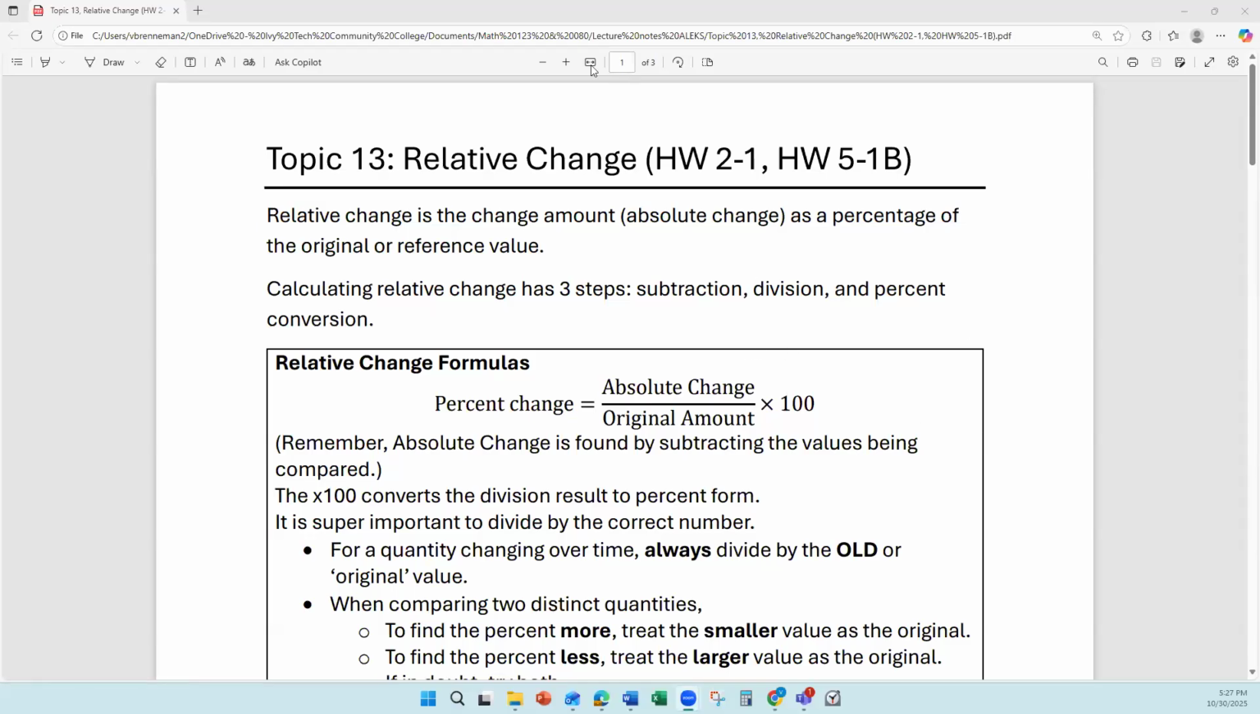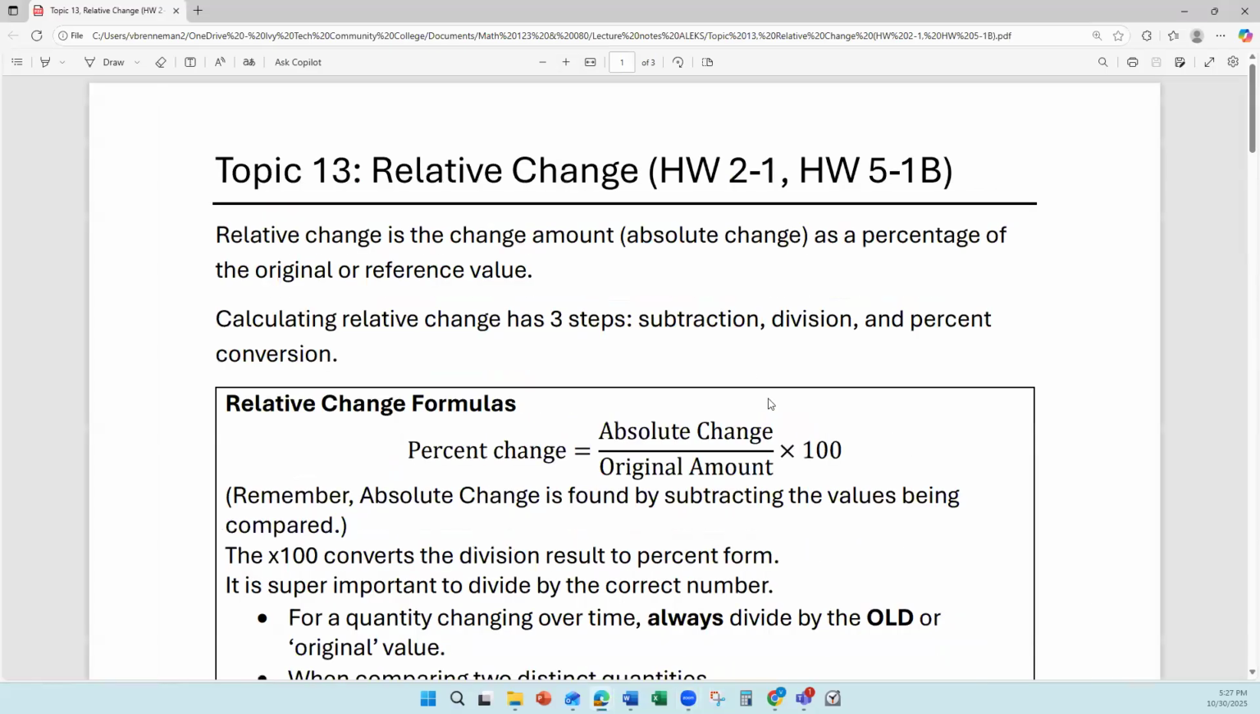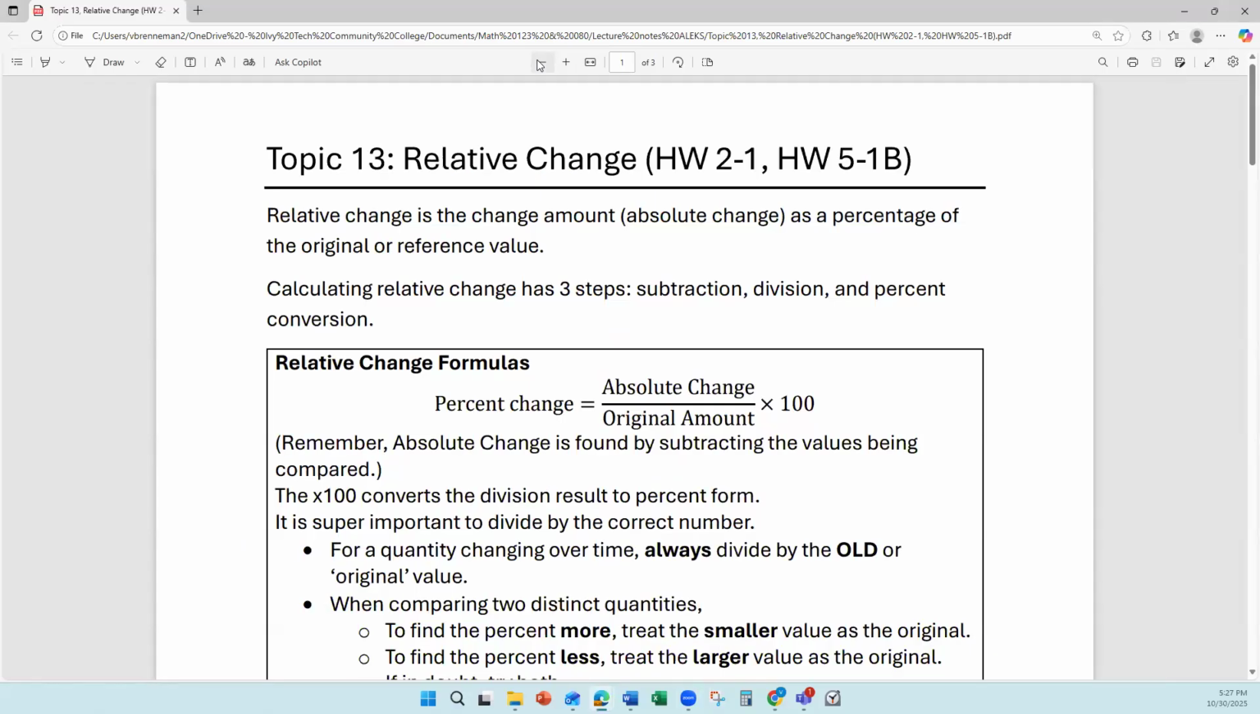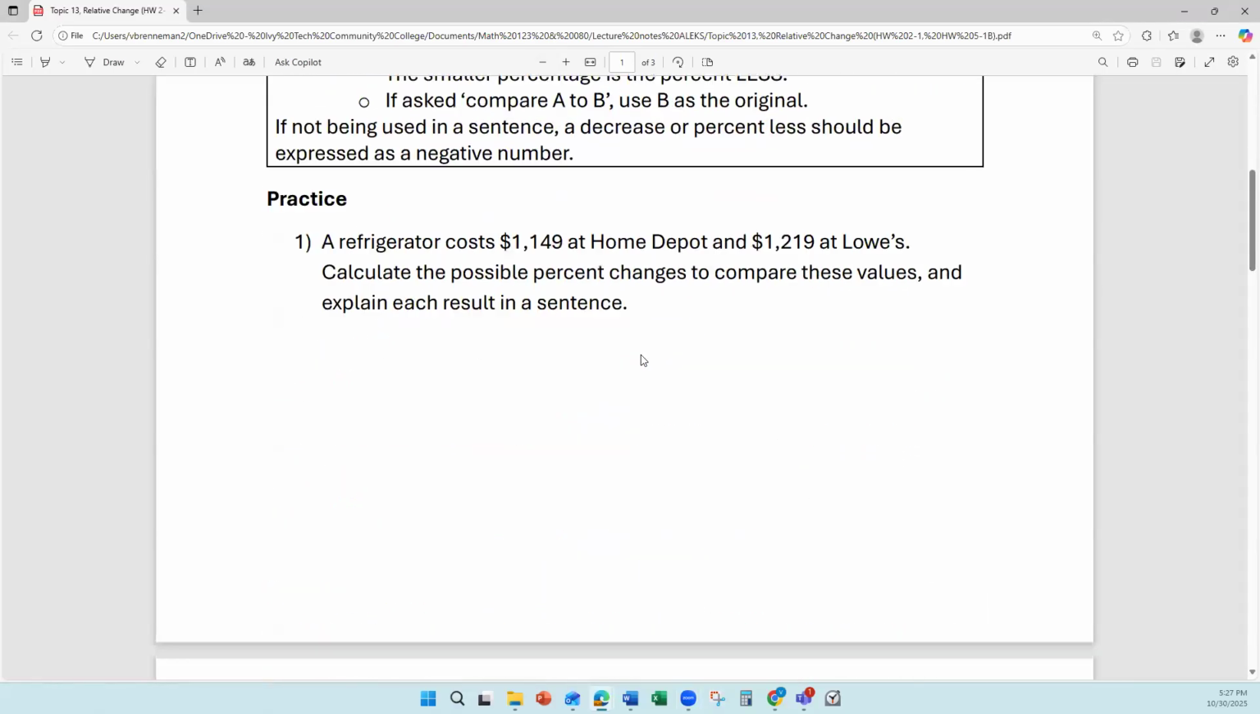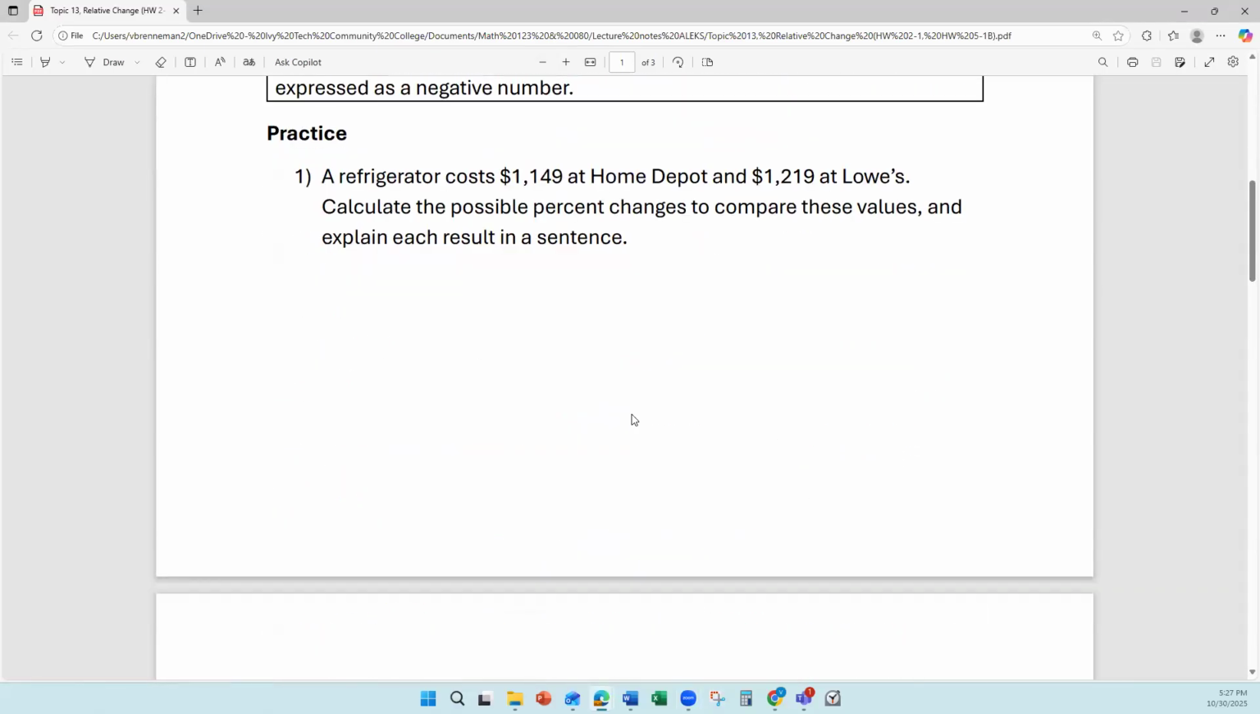This video is going to be over topic 13, numbers 1 and 2, finding relative change or percent change. With percent change, it is super important to divide by the right thing. If you divide by different values of the two, it'll give you a different percentage.